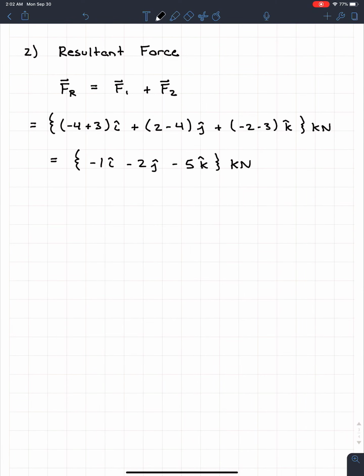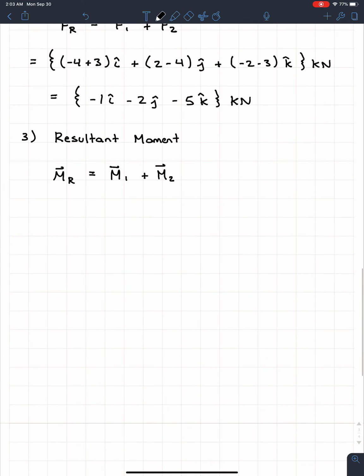So we found our resultant force. Next thing that we're going to want to do is just our resultant moment. And surprisingly or unsurprisingly, the resultant moment is going to be the exact same procedure as the resultant force. So it's going to be all of our moments added together. So we've got M1 and we have M2. And that's it. We just add those two components together. So it's the exact same as before.